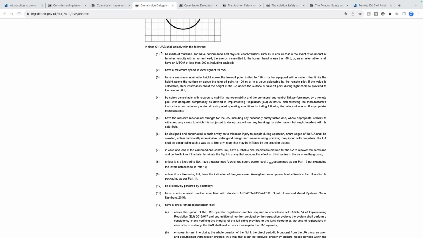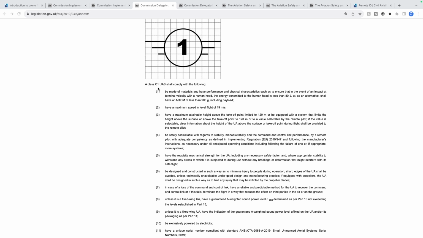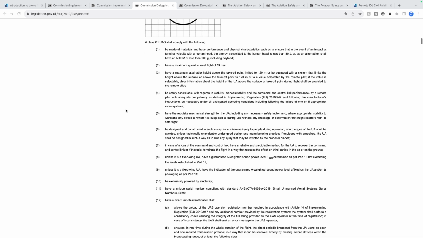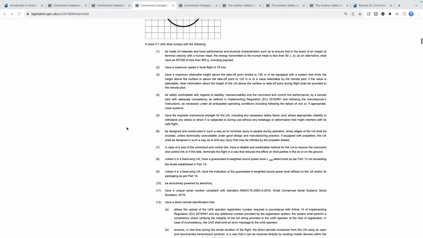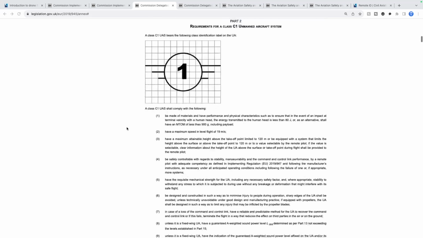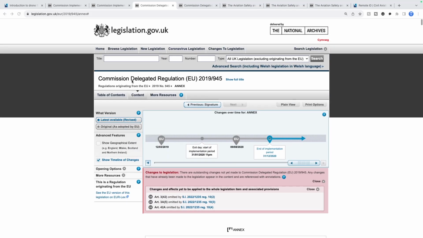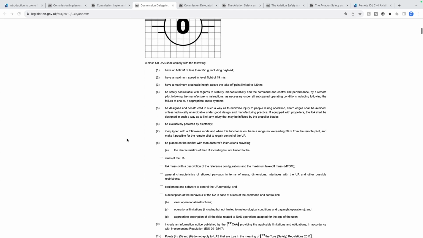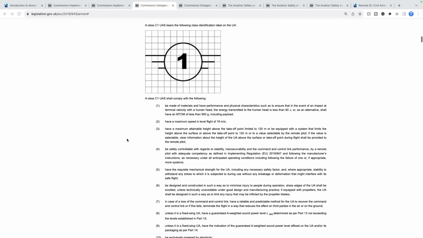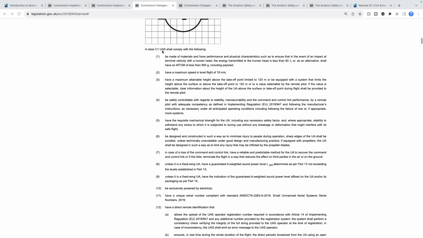So it tells you, here's all the provisions. A C1 UAS shall comply with the following. That means it must comply with all of the following to be able to have that C1 class and fly with it in the UK. In the UK, this is a UK regulation, legislation.gov.uk. To fly in the United Kingdom, not in the EU, this is what you must do to comply with that. Here are all the things.